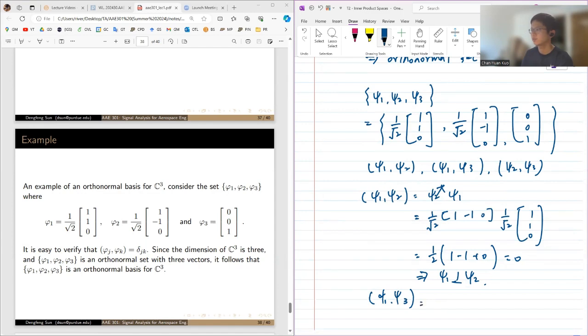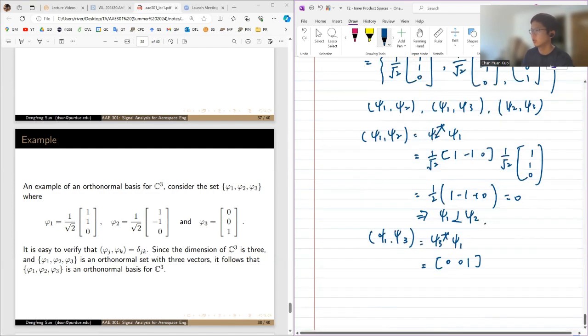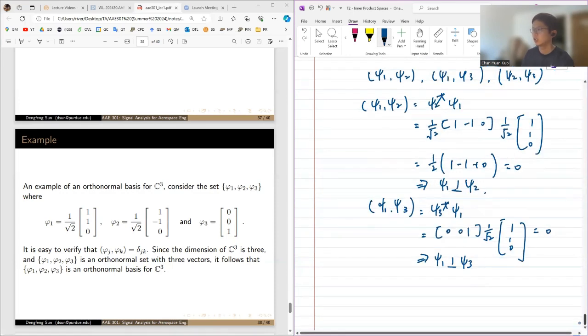So that's the complex conjugate transpose of psi3 times psi1, and that will be (0, 0, 1) times 1/square root of 2 times (1, 1, 0). So again, that's 0. So psi1 is perpendicular to psi3. And look at psi2, the inner product of psi2 and psi3.